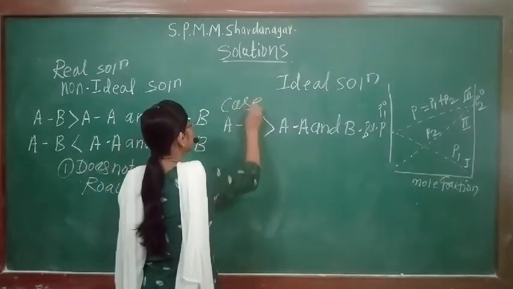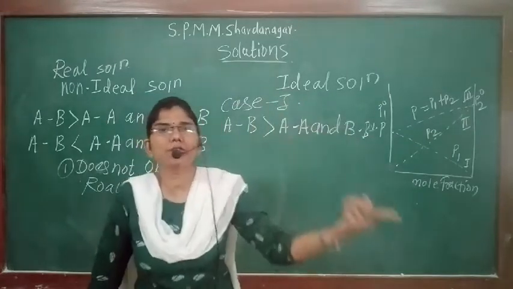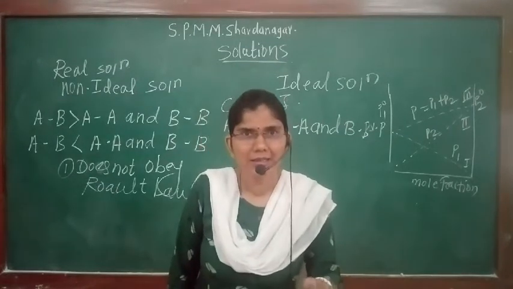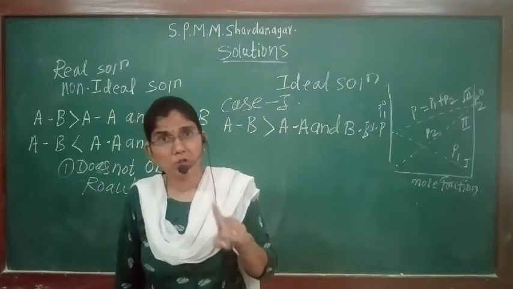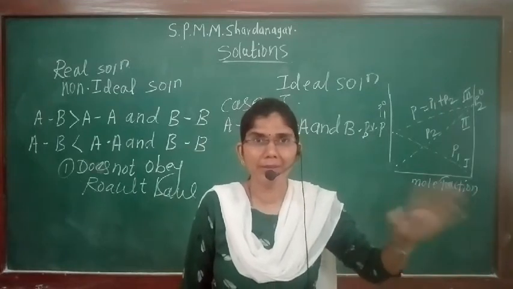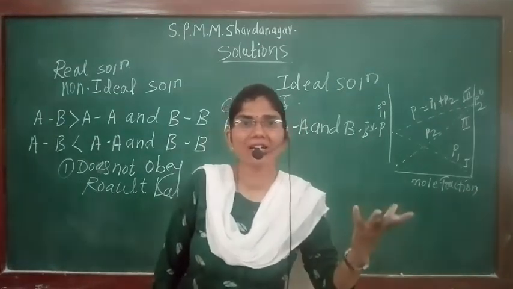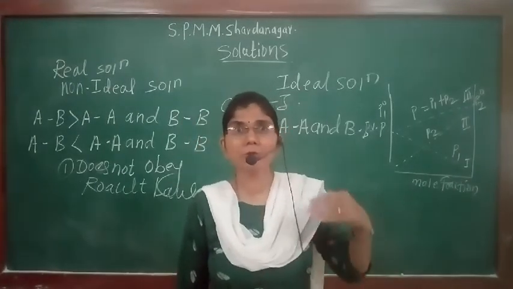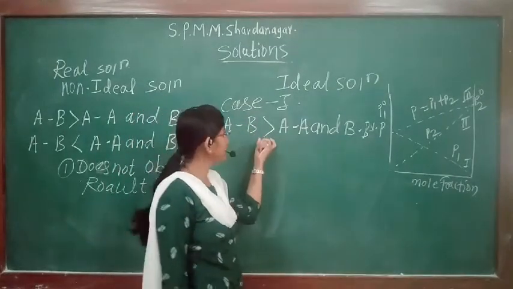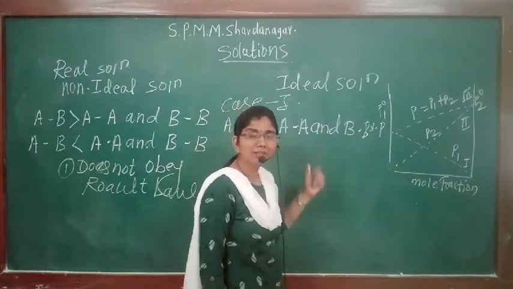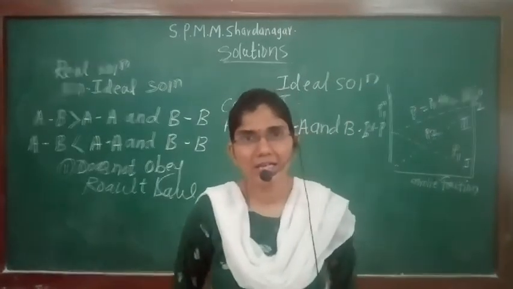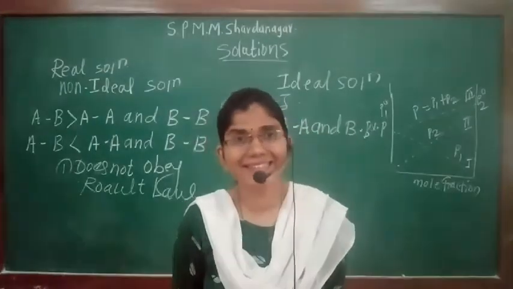This is the first case, which shows deviation from Raoult's law, because it does not obey Raoult's law. The solution which obeys Raoult's law is called an ideal solution, meaning all the interactions are the same. But if the interaction is greater or lower than the ideal, then it shows deviation from Raoult's law. In the first case, if the AB interaction is higher than the solute-solute or solvent-solvent interaction, then the escaping tendency of A and B decreases.